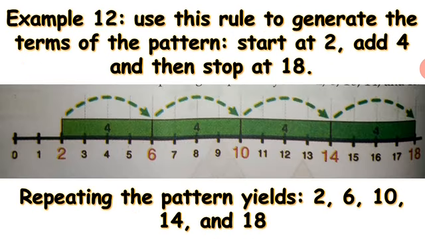So the first example here is use the rule to generate the terms of the pattern. Start at 2, add 4, and then stop at 18. So we will start at 2, then add 4. So 2 plus 4 is 6, plus 4 is 10, plus 4 is 14, plus 4 is 18. So if the start is 2 and then stop at 18, the pattern yields 2, 6, 10, 14, and 18.